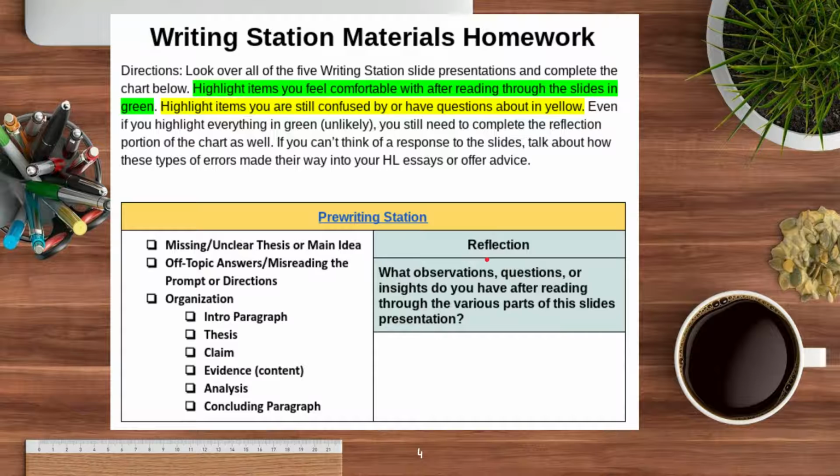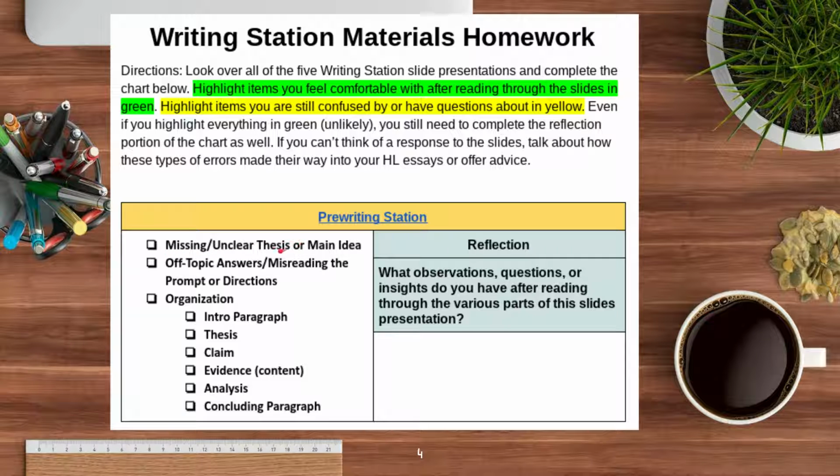All right, so if you take a look at the writing station materials homework, if you look at the directions, it says look over all of the 5 writing station slide presentations and complete the chart below. Highlight the items that you feel comfortable with after reading through the slides in green. These are the items.